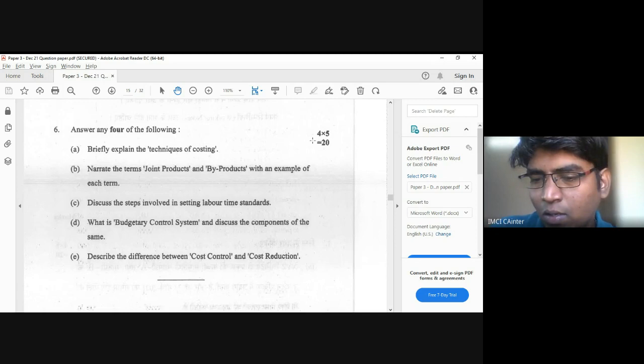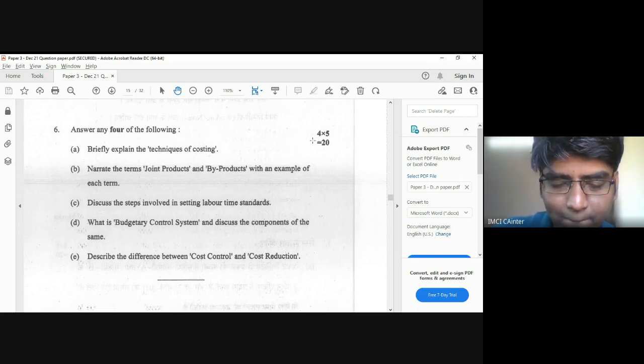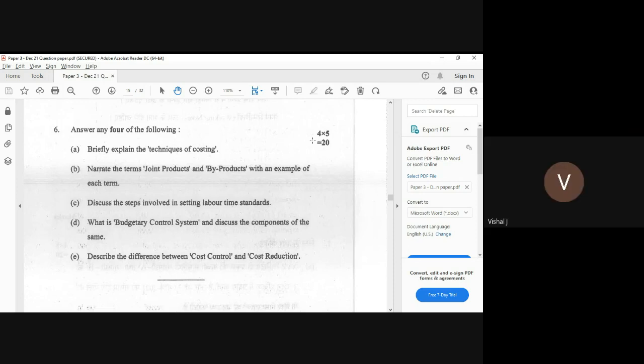So for CS students, is that clear how your question paper has been given? So the pattern of the question paper, is that clear to you people? Yes, sir. Okay, Vishal, are you there? Yes, sir. Clear. Okay.